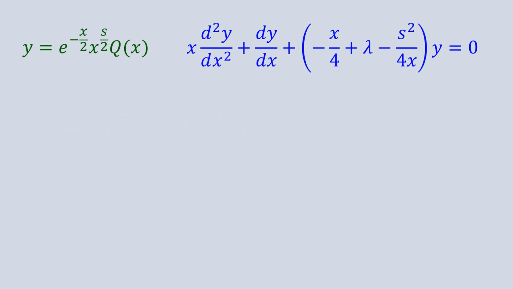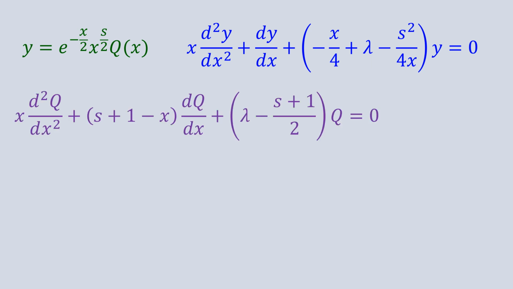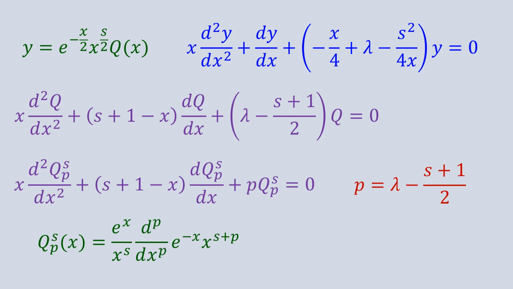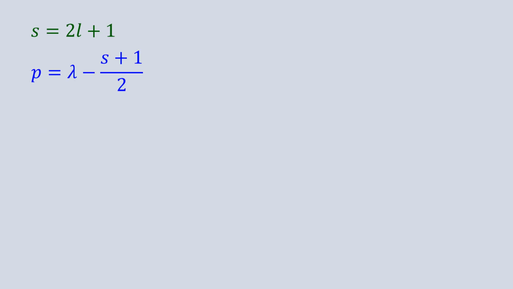Plug this ansatz of y into the differential equation of y, and we obtain the differential equation of q. The next line shows the defining equation for the generalized or associated Laguerre polynomial. Here, p is defined as lambda minus (s plus 1) over 2. Anyway, the polynomial is defined in the last line. Let us use the fact that s has been defined as 2l plus 1, so we can express lambda in terms of p and l.